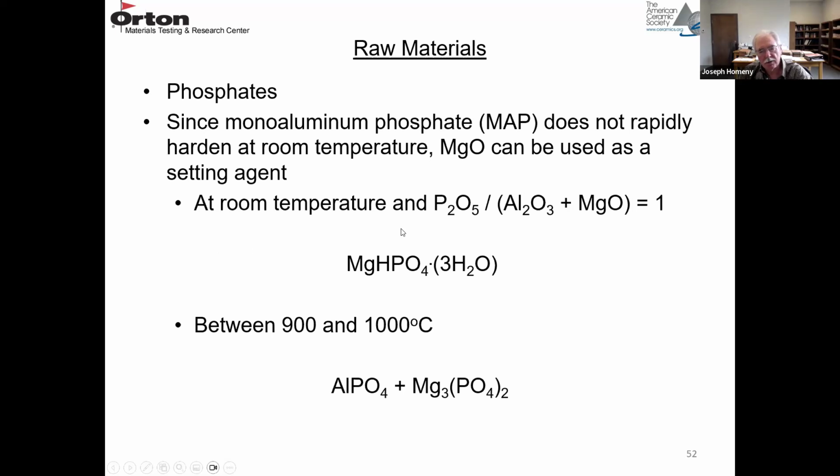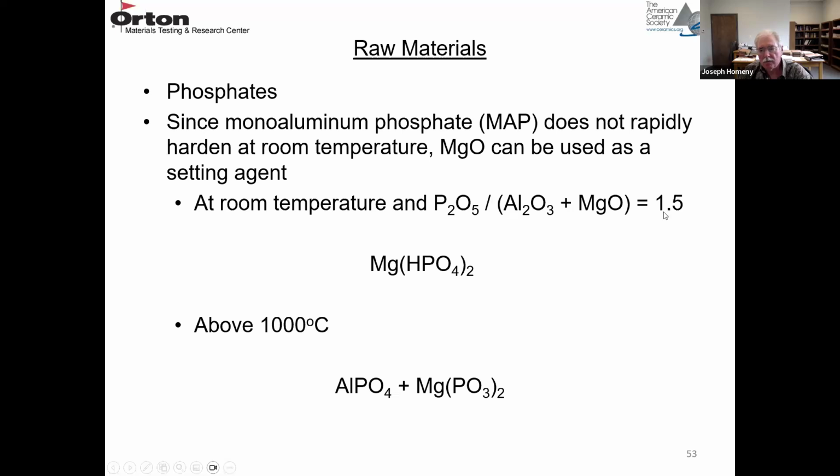So at room temperature, and this ratio, P2O5 to Al2O3 plus MgO, if that's near 1, this is going to be a reaction product. It's MgHPO4 with 3 H2Os. And then as you increase the temperature to about 1,000, you're going to form AlPO4 plus this material, this magnesium phosphate, Mg3(PO4)2, taken twice. This is a low melting material.